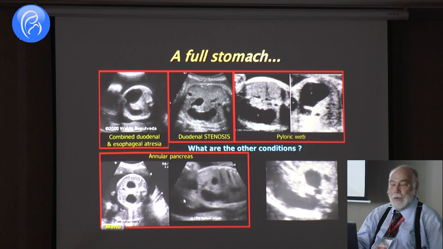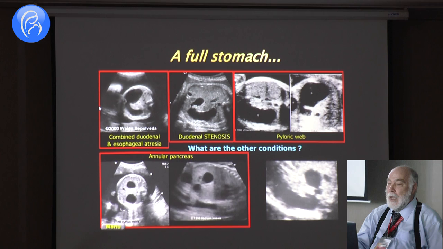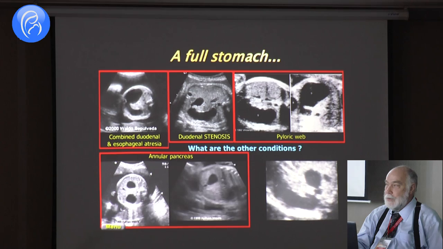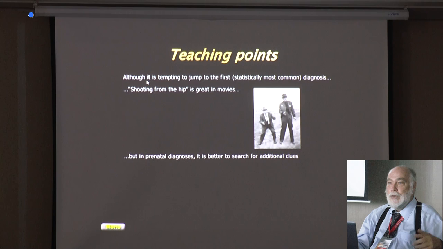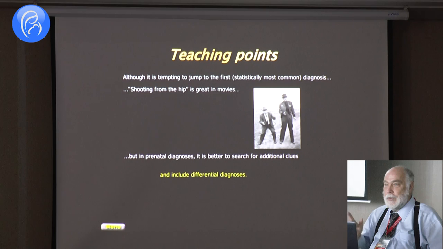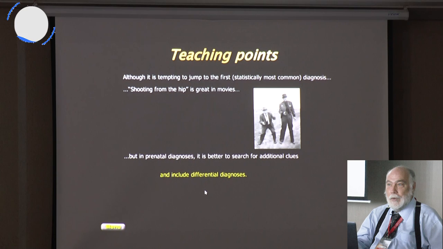Now, interestingly, duodenal atresia, duodenal stenosis, and annular pancreas are all three associated with trisomy 21. So, although it's tempting to jump to the first and statistically most common diagnosis, this is called shooting from the hip in movies. You know, cowboys, they don't aim, they just shoot and then they look afterwards. We have a president in the United States that does that right now too. So in prenatal diagnosis, it's better to search for additional clues and then include a differential diagnosis.